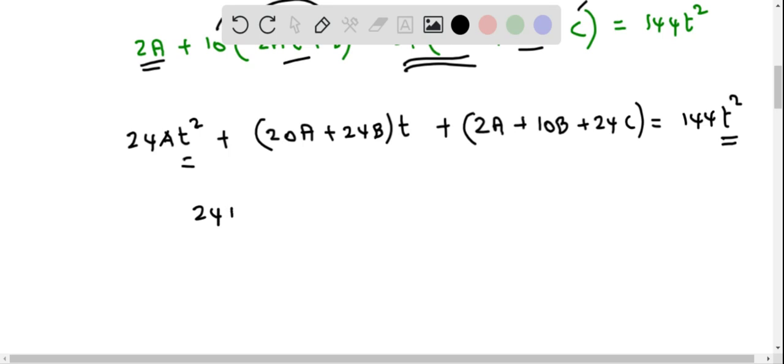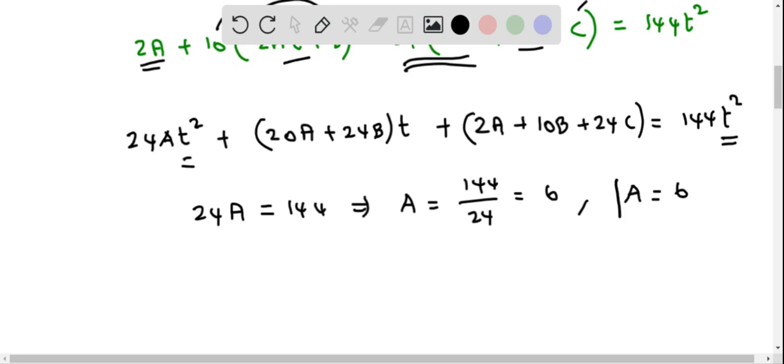So then we can say that 24a equals 144. This implies we can solve for a by dividing both sides by 24. So we get 144 divided by 24, and this equals 6. So the value of a equals 6. We found the value of a, which is 6.